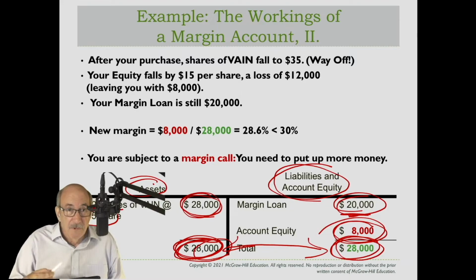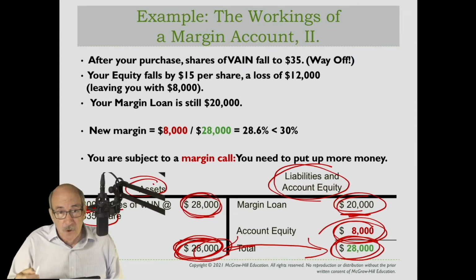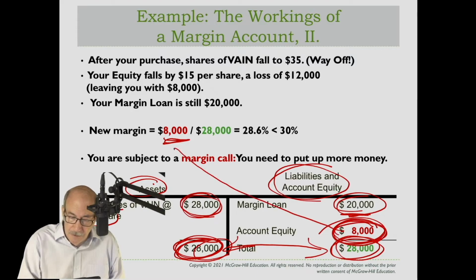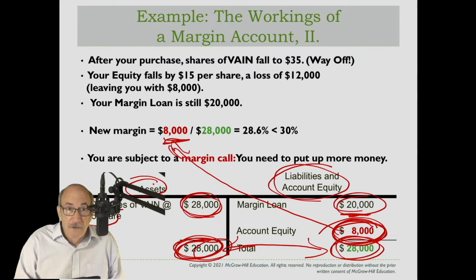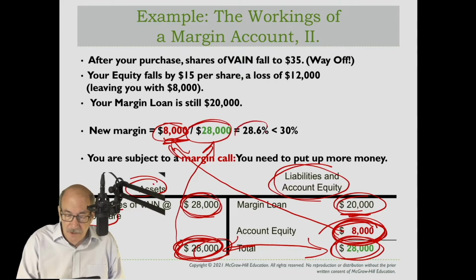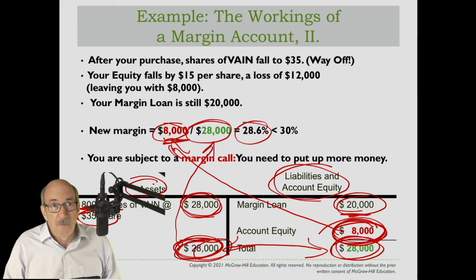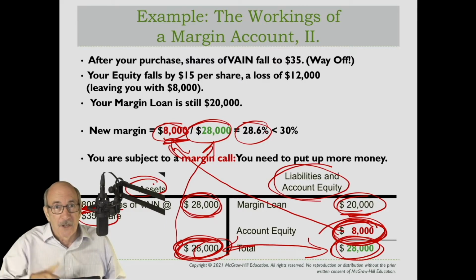Now, let's take a look and figure out, are we going to get that margin call? Remember, the maintenance margin was 30%, initial margin of 50%. Okay, net worth, 8,000. I got that right down here, right? Value of the stock, well, I pull that right off of my asset side. So 8,000 divided by 28,000 is 28.6% margin. I'm below my maintenance margin. I can expect a call from my broker.